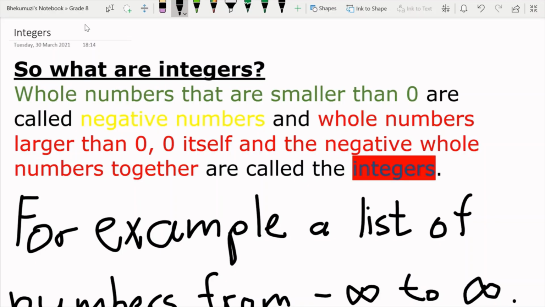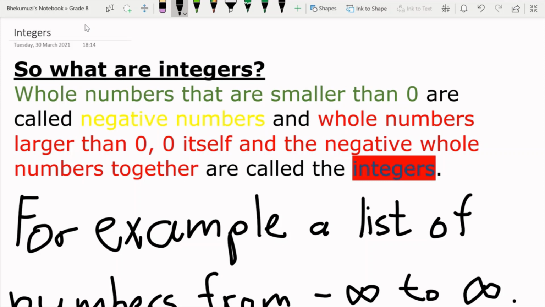Okay, so in this video, we'll be talking about integers. And so the first question that we need to ask ourselves is, what are integers? Integers are whole numbers that are smaller than 0, called negative numbers, and whole numbers that are larger than 0, or 0 itself. The negative whole numbers together with these are called the integers.